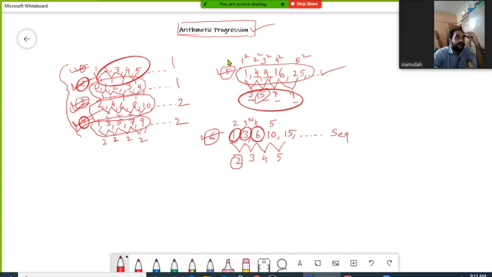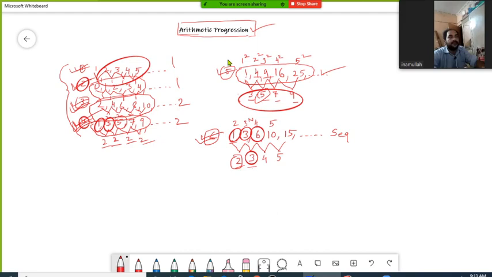The difference between 6 and 3 is 3. So these two differences are not the same. You can see the difference between 3 and 1 is how much? 2. The difference between 5 and 3 is again 2, 2, 2. So all the differences in this example are the same. That is called constant. But in case of this sequence, the difference between two consecutive numbers is not the same.